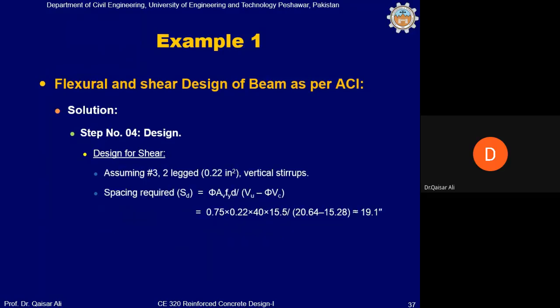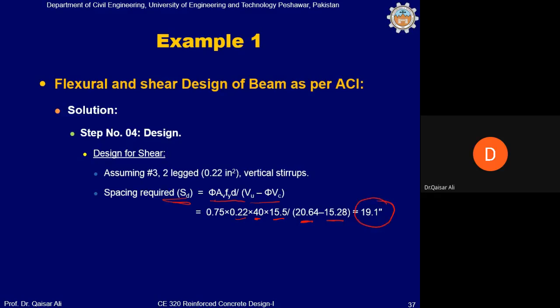Now assuming number 3 two-leg vertical stirrup, design spacing phi Av fy d divided by Vu minus phi Vc can be very quickly calculated: 0.75, 0.22, 40, 15.5, over 20.64 minus 15.28. This gives us a spacing of 19.1 inch.